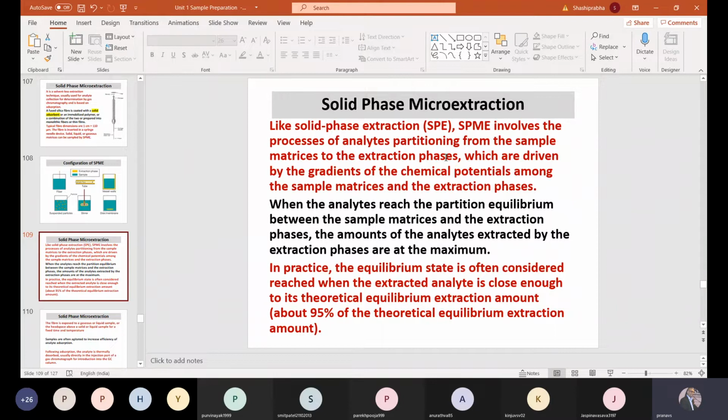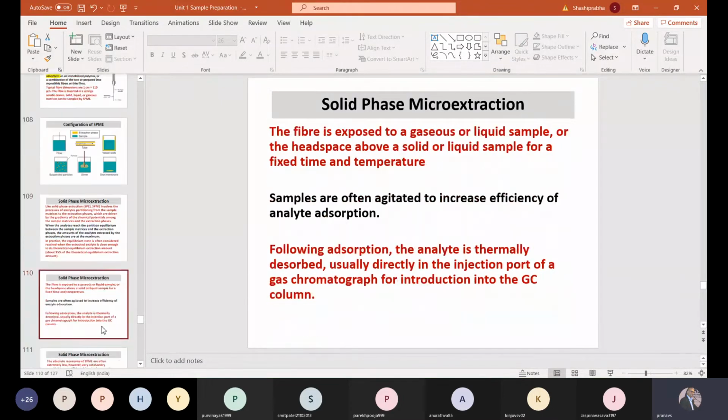That concentration gradient is created through any of these configurations such that analytes get partitioned and adsorbed on the surface of the solid phase. जो भी आपने configuration देखी थी, और इसमें जो efficiency मिलती है वो around 95% मिलती है. मतलब you lose 5% of the sample, but 95% gets extracted. So that is the beauty of SPME.